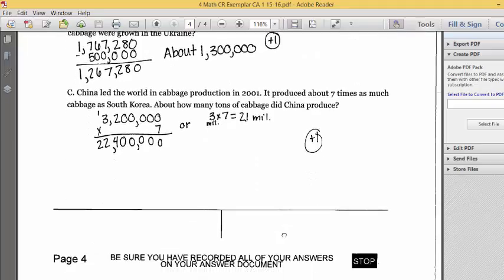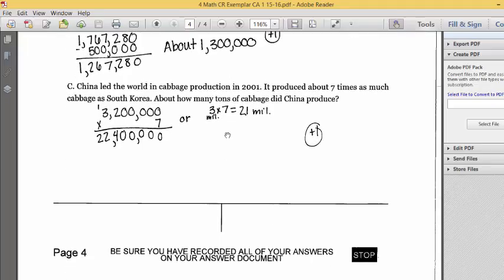And then for part C, this is a pretty difficult problem. So it'll be a good challenge for some scholars to see, and you can see kind of where they're either making errors or how they decided to solve it, because there's a few ways they may solve it. So it's asking them to consider how much cabbage was grown in South Korea, and then that China produced 7 times as much as that.